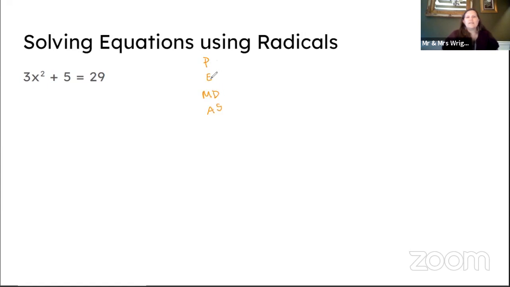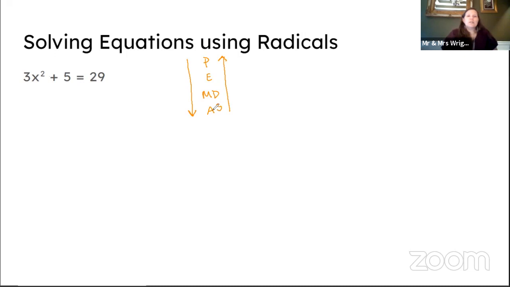Okay, parentheses, exponents, multiplication and division in the order they appear, addition and subtraction in the order they appear. If you were completing this math problem, you would work downwards. But since we're undoing it to get the x to reveal itself, we're going to move upwards. So we're going to move in the opposite order because we want to undo all the things that were done to x so it can reveal its true value.